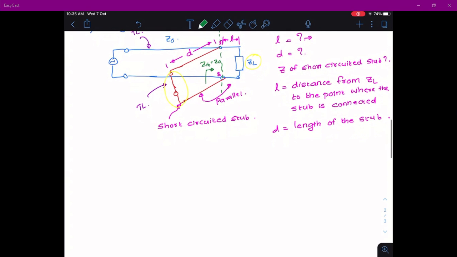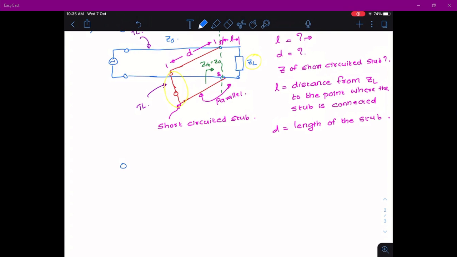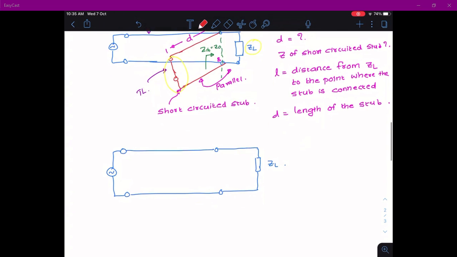Let me draw that once again. This is a transmission line, and you have a load. This is the saddle, and you have the short circuited stub.